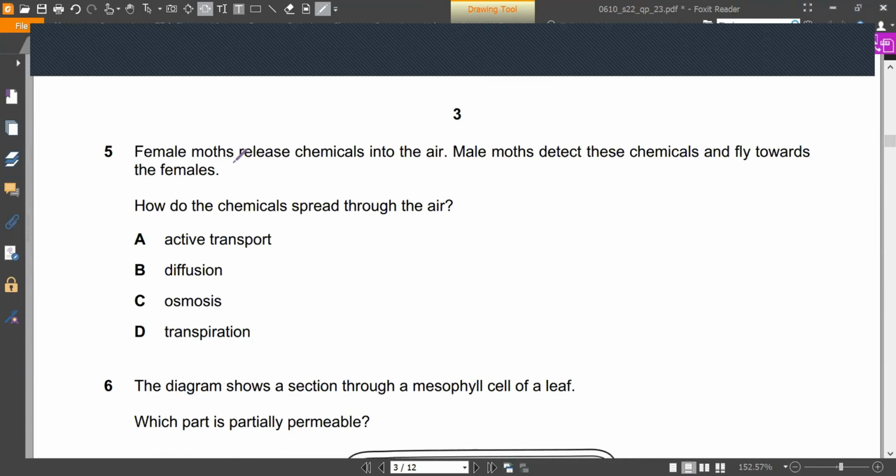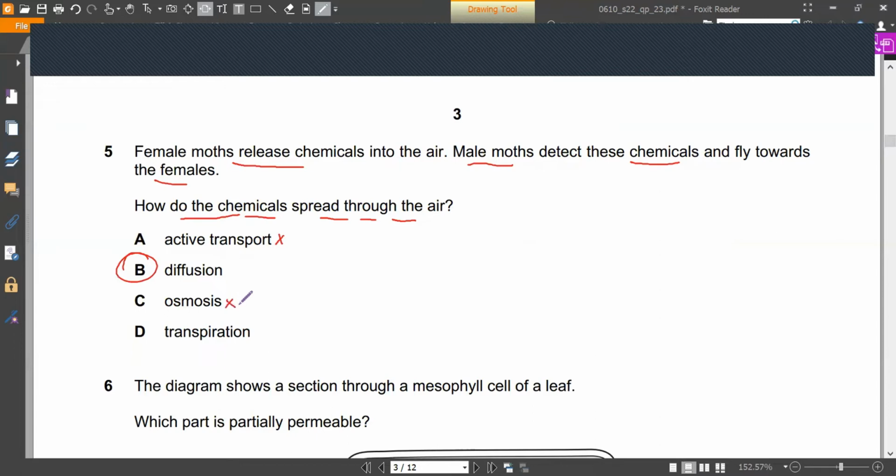Female moths release chemicals into the air. Male moths detect these chemicals and fly towards the females. How do the chemicals spread through the air? By diffusion. That's great. We know active transport needs energy, so this is no. Because chemicals spread through the air, we don't need to provide any energy.